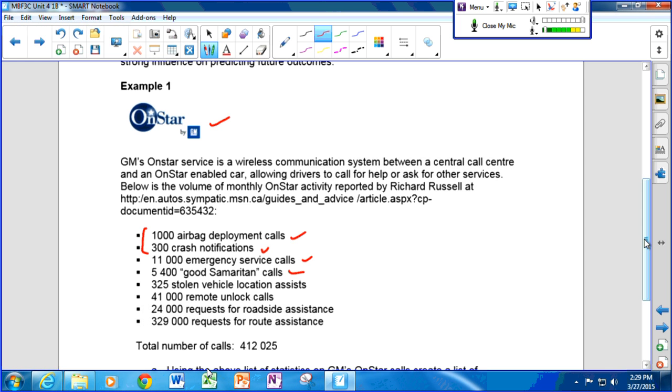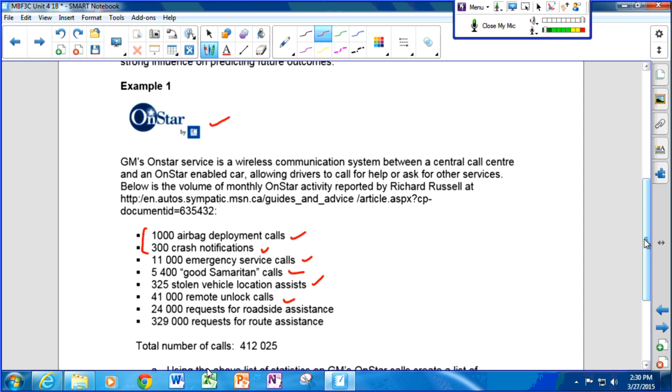Stolen vehicle location assist. That's where somebody gets their vehicle stolen and they call the police, and the police ask OnStar, hey, where is this car now? Right? And then a lot of remote unlock calls. I think these vehicles all have touchpads on the driver's side door, but maybe people forget their passcode or whatever it is, and they're asking the OnStar people to unlock the vehicle, which is great. It sure beats having to get someone to come and unlock it using one of those Slim Jims or whatever they call them.